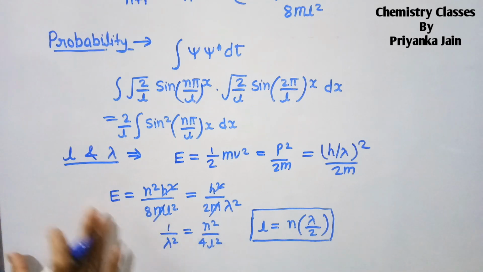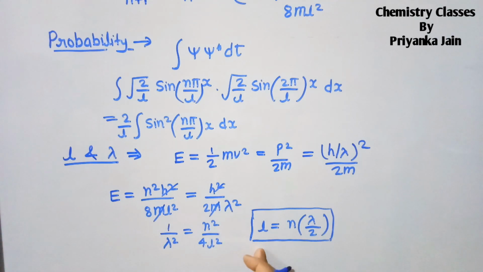This is another relationship that you should remember. You don't need any derivation, you should learn the formulas, because the whole questions are numerical based. Okay. So this is the other formula: L is equal to n lambda by 2. What is meant by it? It means the length of the box is an integral multiple of the half wavelength.